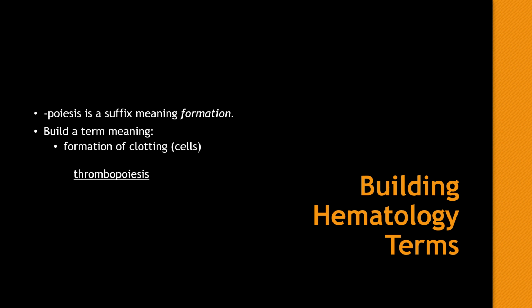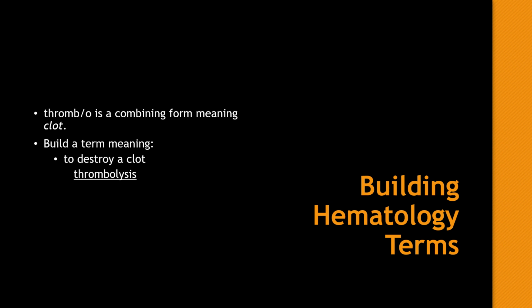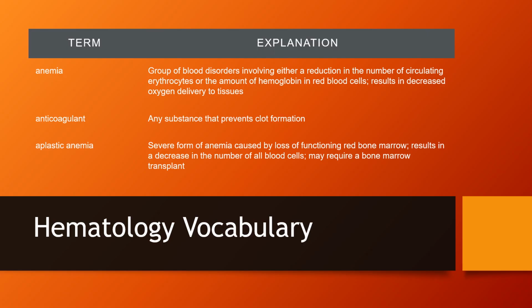Poiesis is a suffix meaning formation. Thrombopoiesis is formation of clotting cells. Thrombo is a combining form that means clot. Thrombolysis is to destroy a clot. All right, I hope that was helpful and you were able to build all those terms.